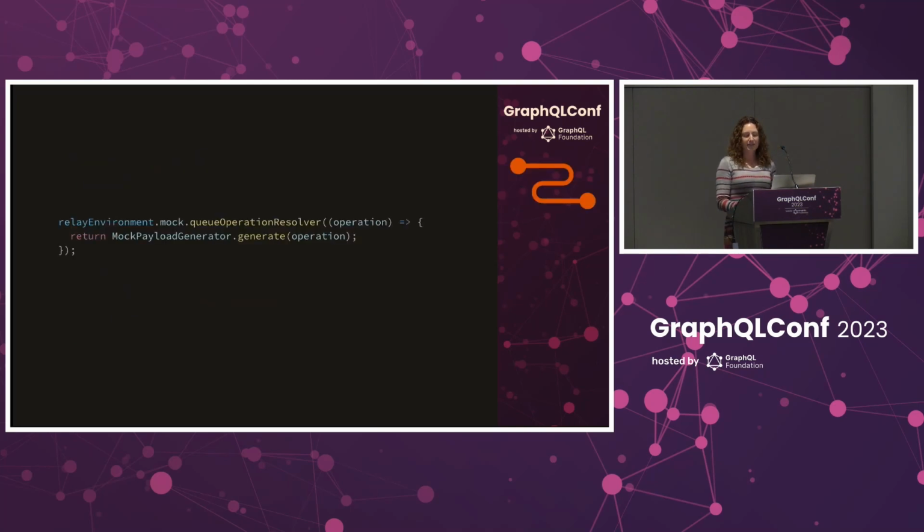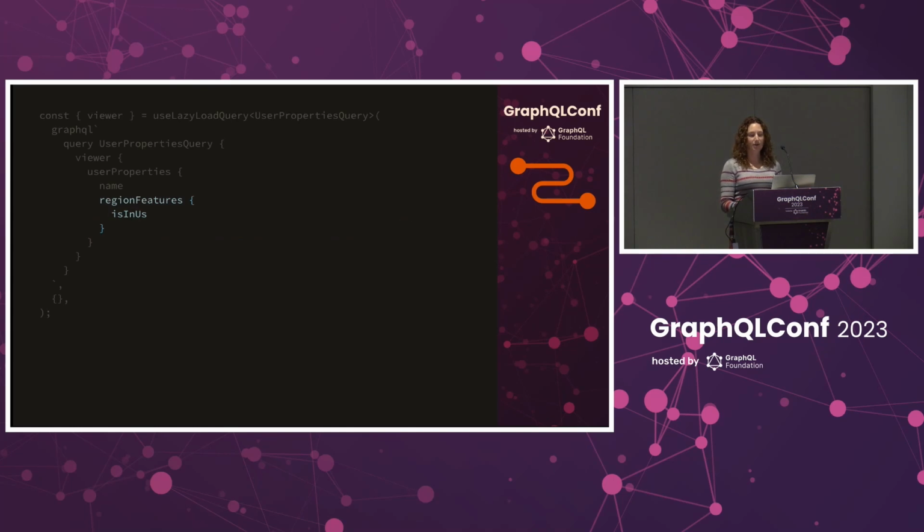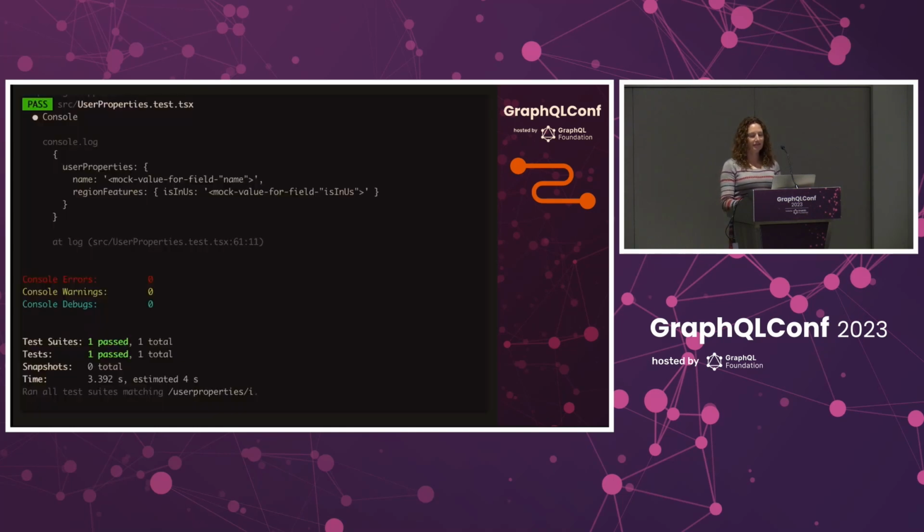So let's take a look at Relay. Relay does give us some really nice out-of-the-box testing tools. Relay gives you MockPayloadGenerator, and this is actually going to give you a dynamic response based off of the operation shape. So now our test is going to look like this. No specific field mocking needed. When we add some data to our component and run our test again, it's going to pass because MockPayloadGenerator will automatically return a value for all requested fields.